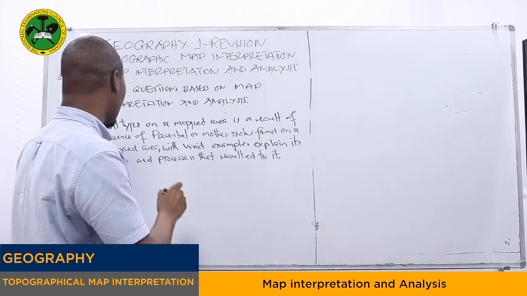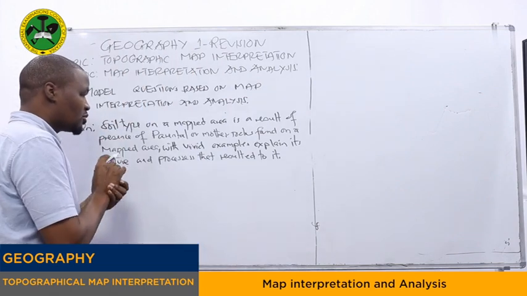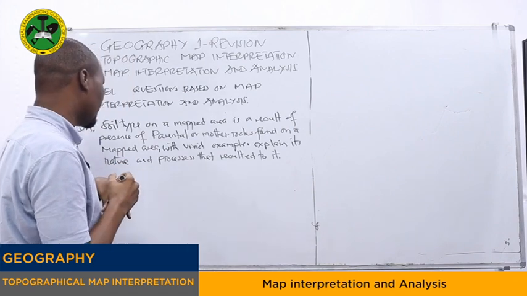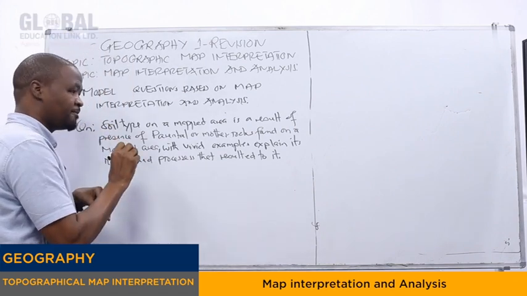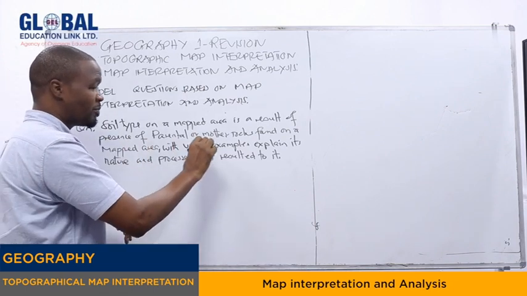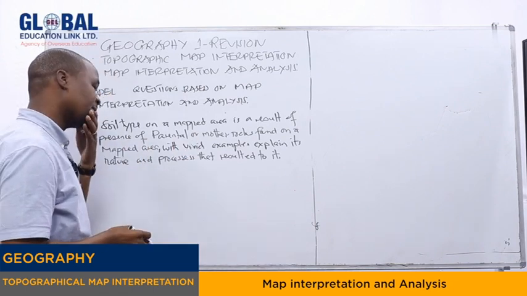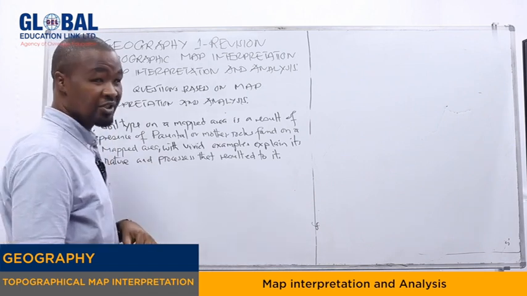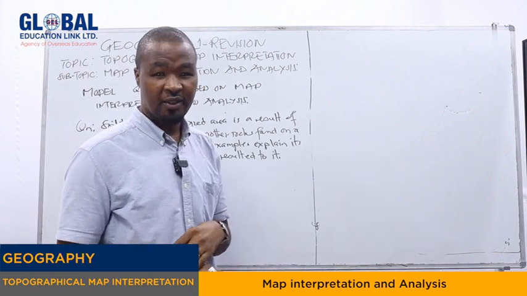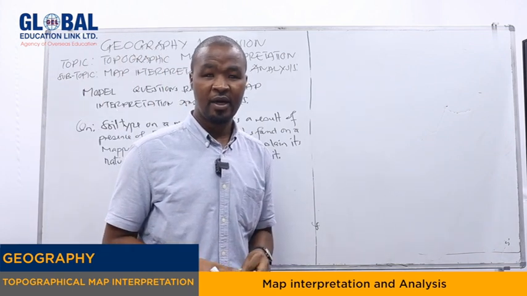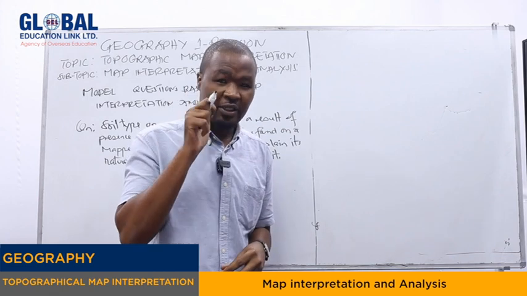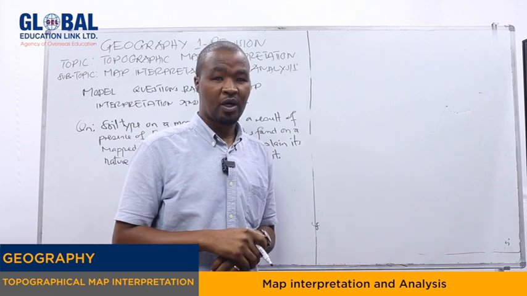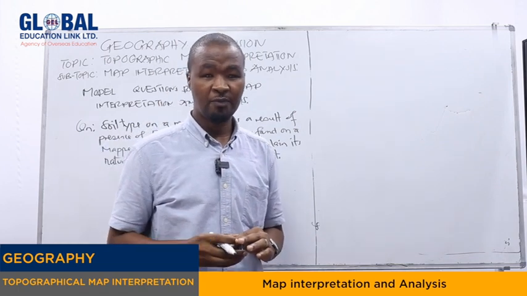Let us see the third question. The third question asks that soil types on a mapped area are a result of the presence of parental or mother rocks found on a mapped area. With vivid examples, explain its nature and the processes that resulted in it. So it needs us to explain the type of soil found on a mapped area and its nature, as well as the processes that have resulted in that type of soil. Are we together? So we all know what soil is.